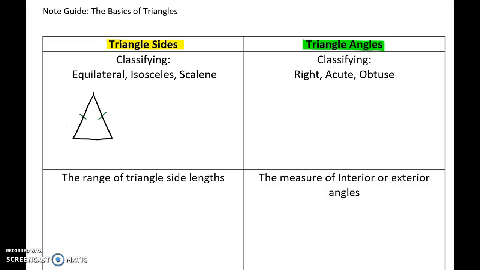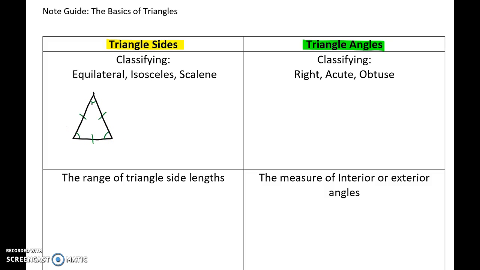So what do you think it means if we end up with all three sides matching? Well, if it's all three sides, that would be equilateral. And something you might remember from the past about an equilateral triangle is that all the angles also match. That's going to be 60, 60, and 60.